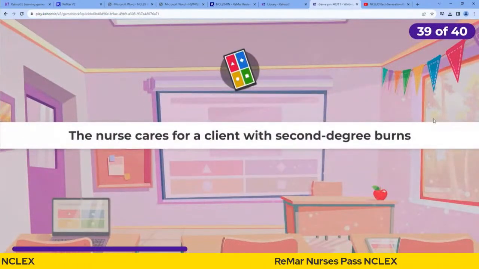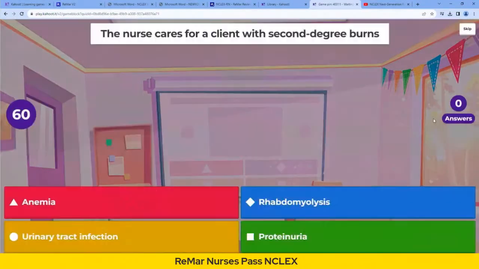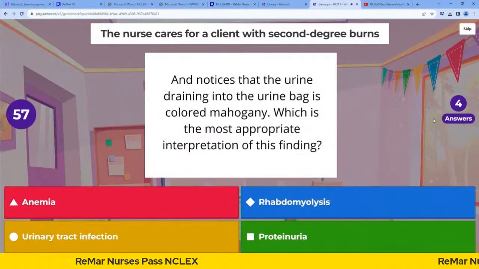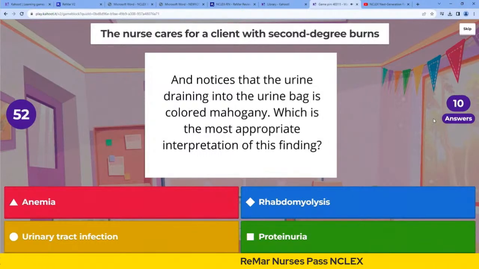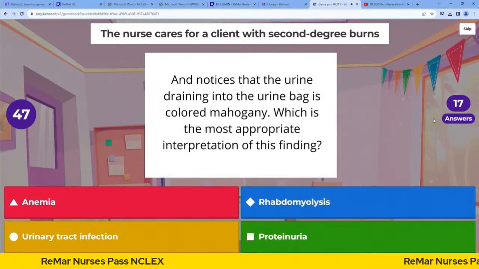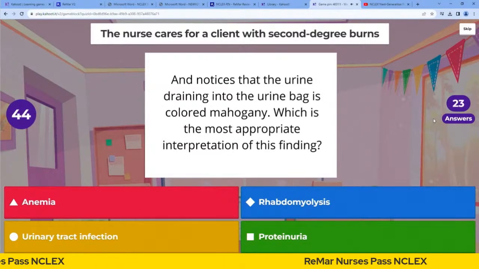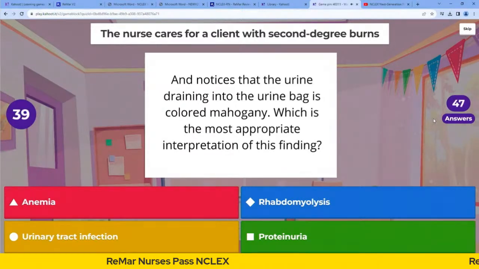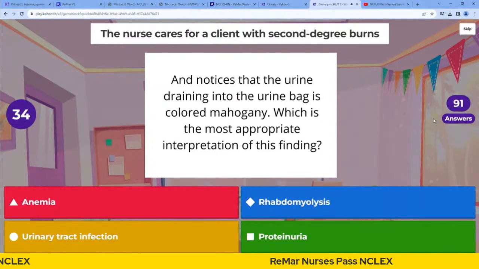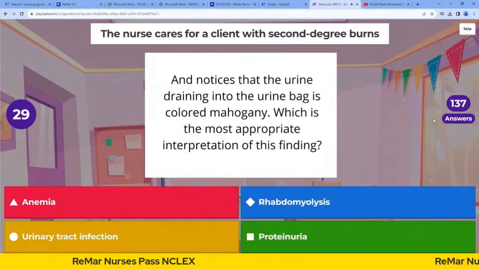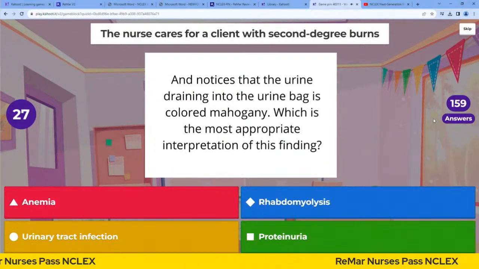All right, final question. The nurse cares for a client with second degree burns and notices that the urine draining into the urine bag is colored mahogany. Mahogany. Which is the most appropriate interpretation of this finding? Is it anemia, a urinary tract infection, rhabdomyolysis, or proteinuria?